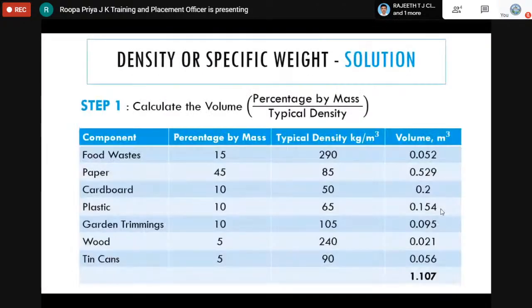step one would be to find out the volume. So let me repeat, you'll have to calculate the density using this. The last column, volume, is very, very important. So you have to calculate the volume using the percentage by mass value and the typical density value. So percentage by mass divided by typical density will give you the volume. Compute the last column, which is the volume in meter cube. Add all these volume values, you'll get the total volume.